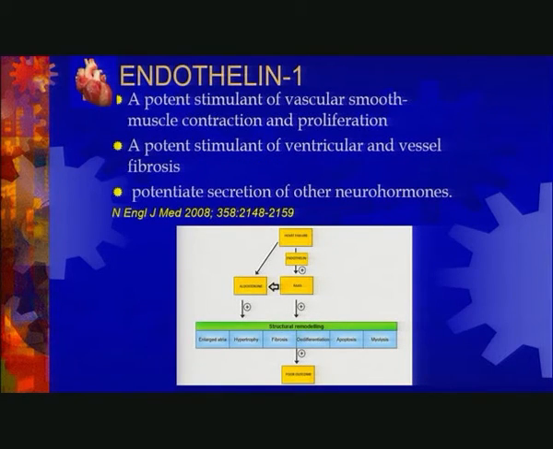Endothelin-1 is the most potent vasoconstrictor, secreted by endothelial cells. It can potentiate the effect of other neurohormones like the renin-angiotensin system, aldosterone and others. That's why it is a very potent cardiac remodeling factor, because it can lead to ischemia and to damage of the cardiomyocytes, and all this leads to increased fibrosis and remodeling.